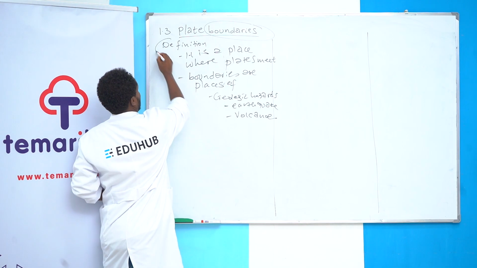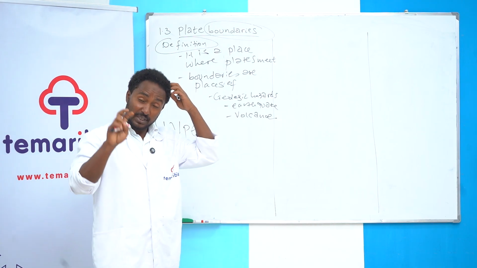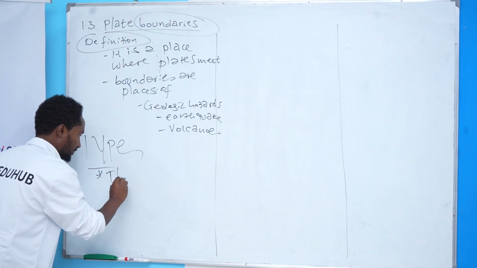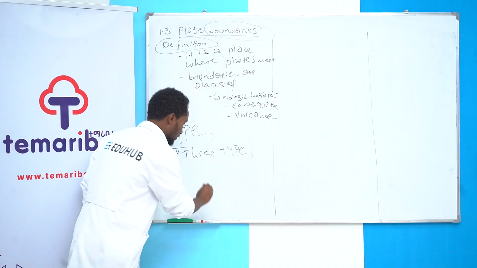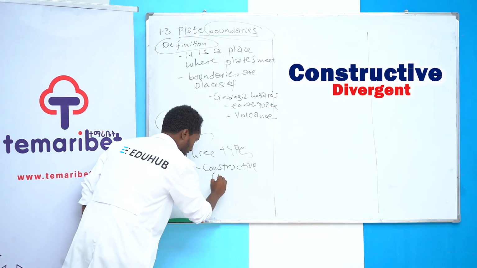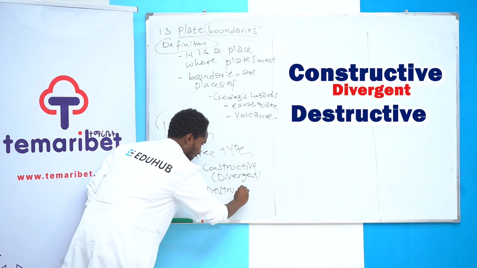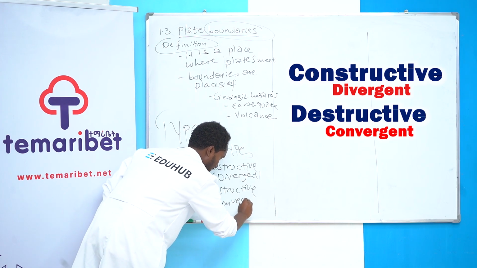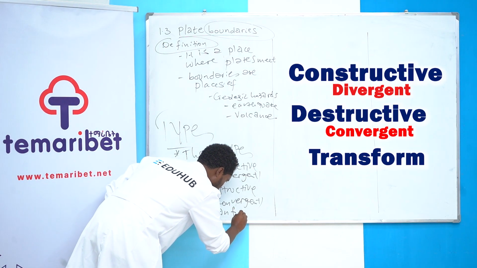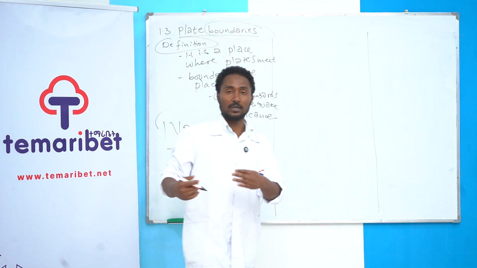So, after defining plate boundaries, let's look at the types. This meeting place of different rock slabs is divided into three types. The first one is constructive or divergent. The second one is destructive or convergent. The third one is conservative or transform plate boundaries. Convergent plate boundaries, divergent plate boundaries. Let's see each of them.